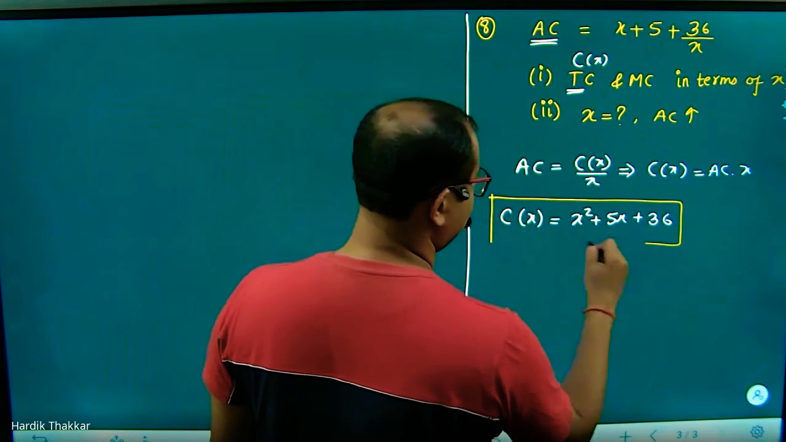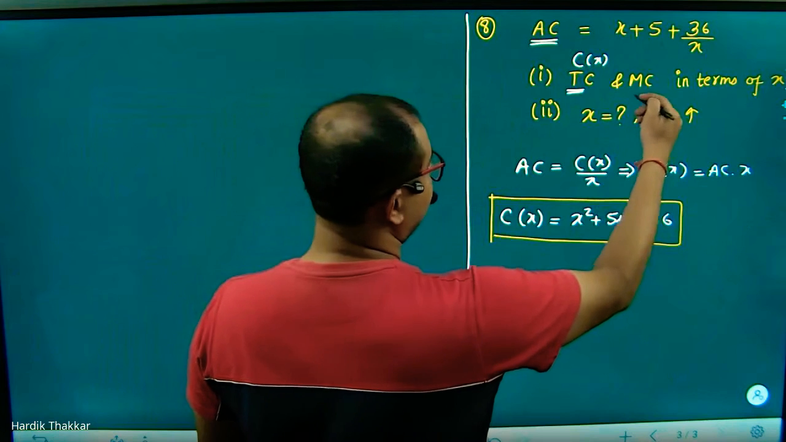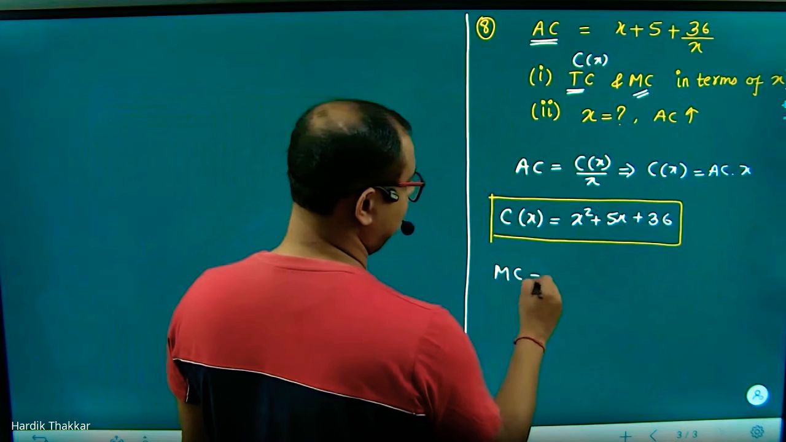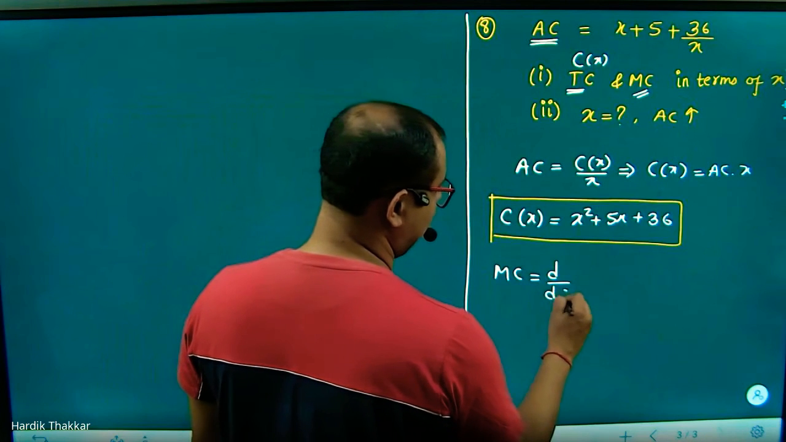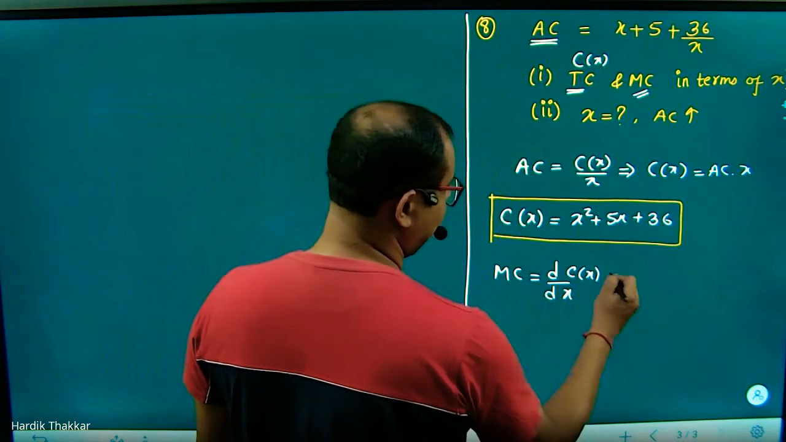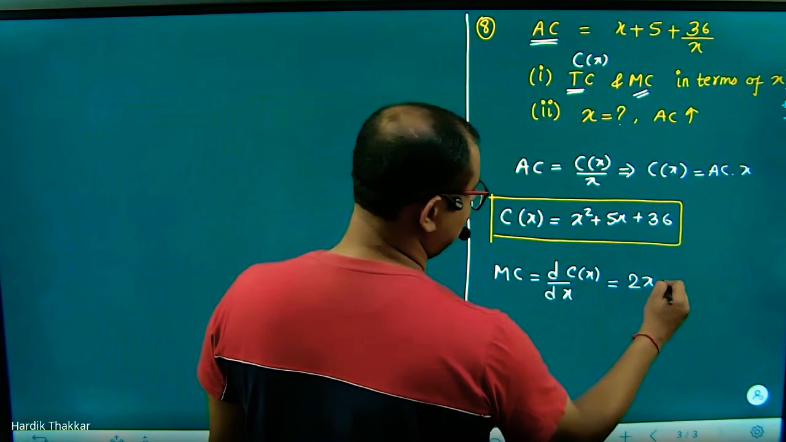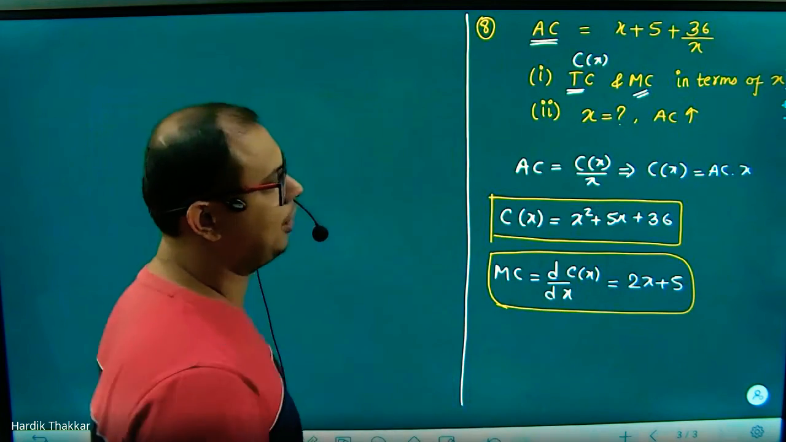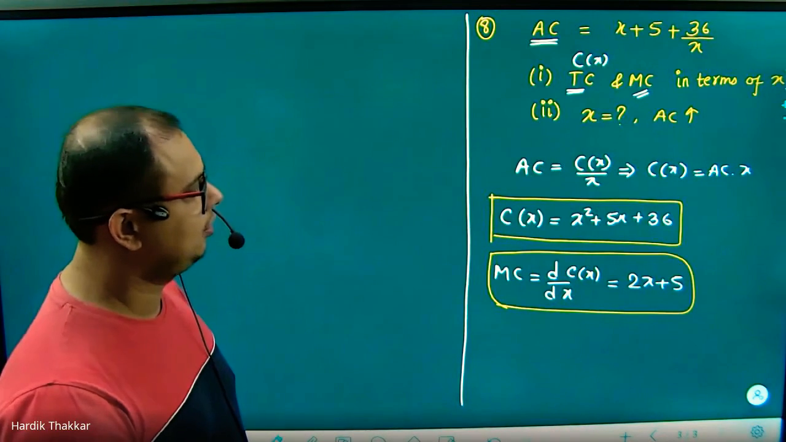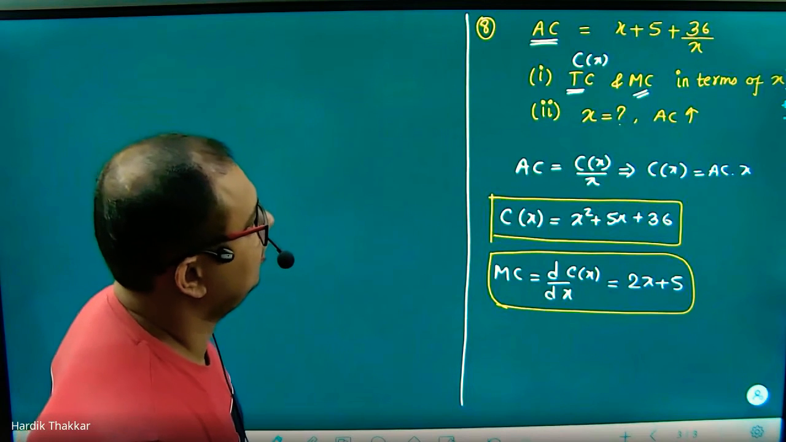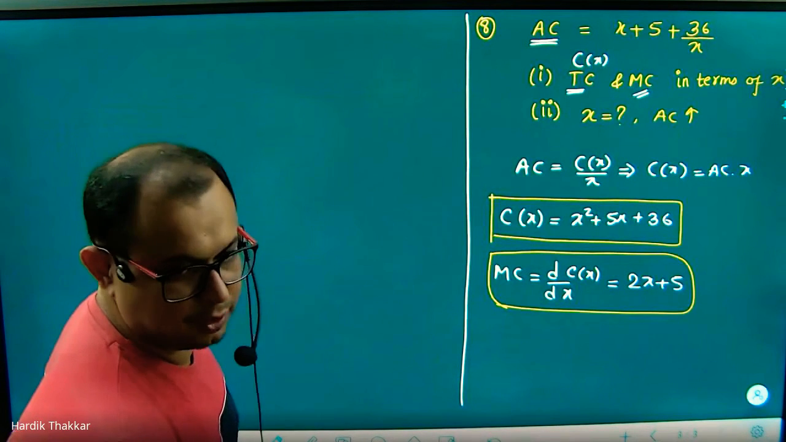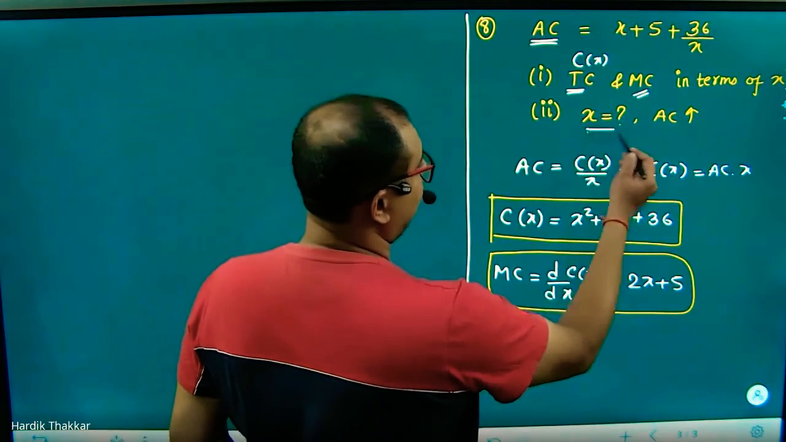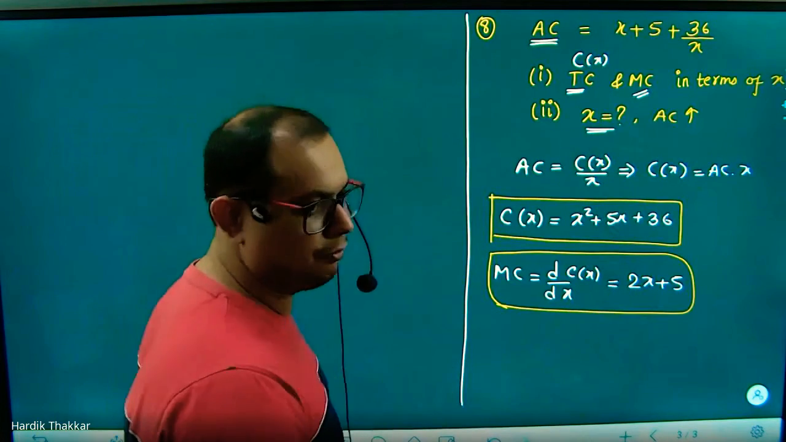So first part. Also you have to find MC here. So how we can get MC? MC is equal to d by dx of C of x. So derivative of C of x will be 2x plus 5. So this is what MC. So this was the first part of question. Clear? Now you have to find the value of x for which AC is an increasing function.